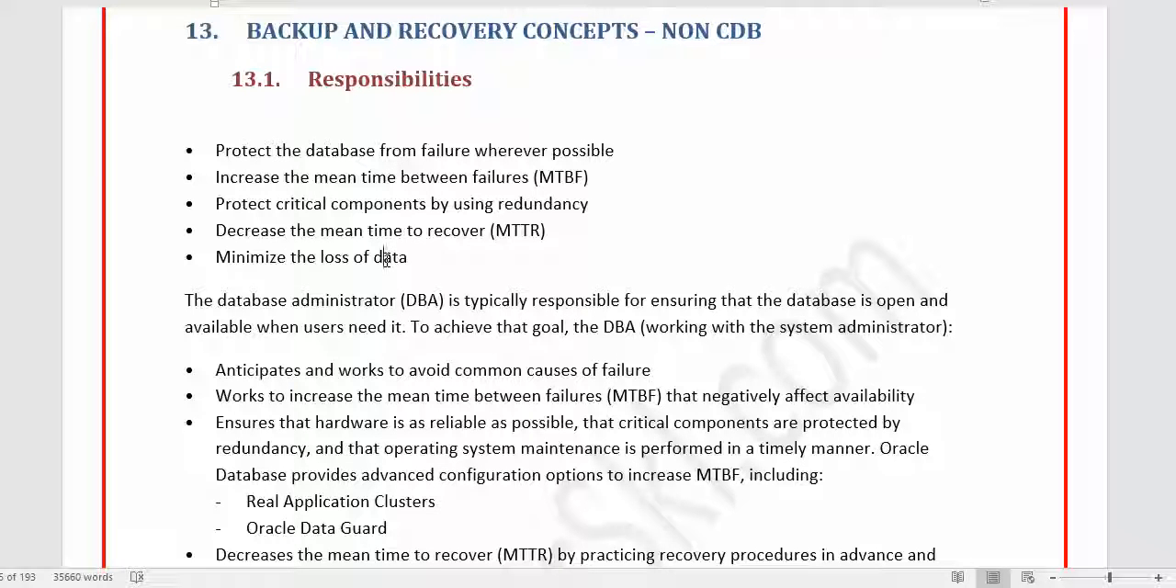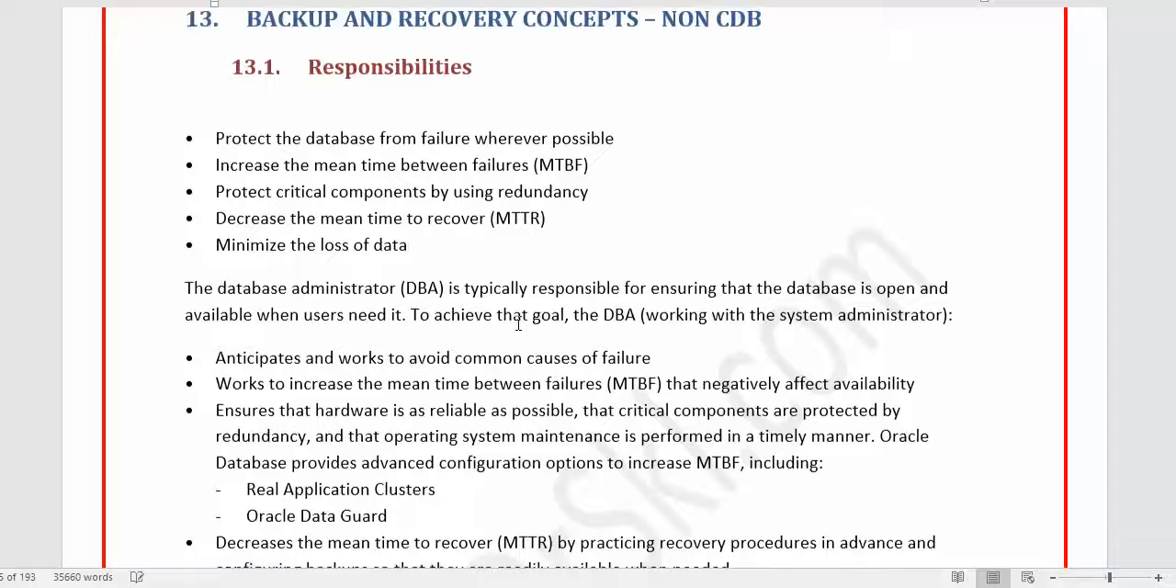So if you are reducing the amount of data loss whenever there is a failure and you get back to your database, then you are doing the best in your role as a DBA. These are the primary responsibilities with respect to backup and recovery that you have to target. So that is about the responsibilities of the DBA.